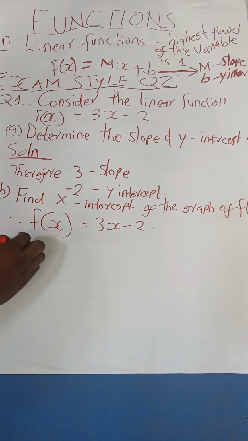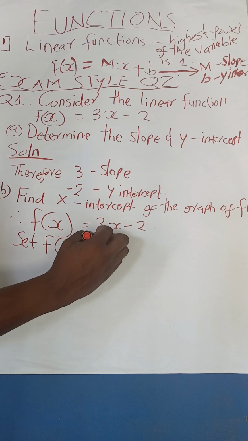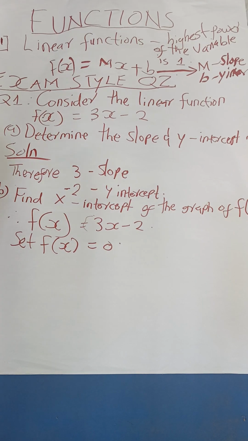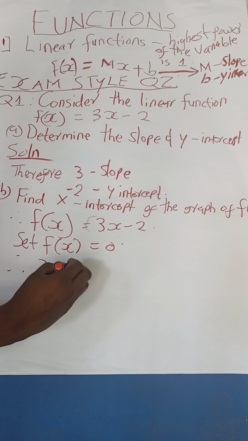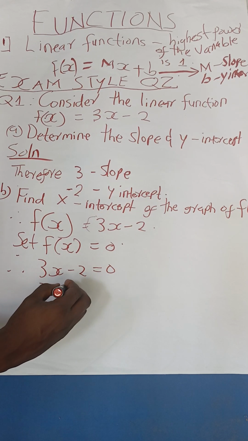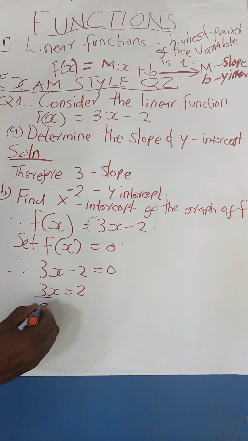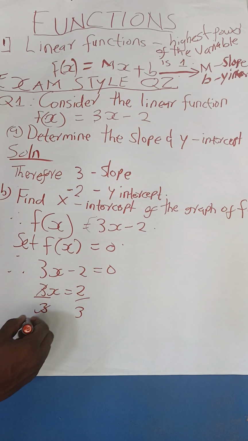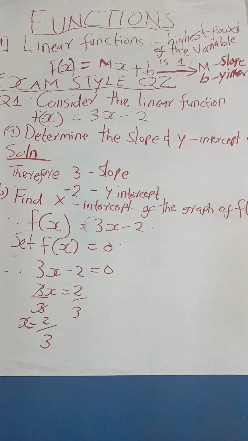So set f(x) to 0, whereby we're just going to pick this one and set it to 0 and solve for x. Therefore 3x minus 2 equals 0. So 3x equals 2. Therefore, to remain with x, I will have my x as 2 over 3.